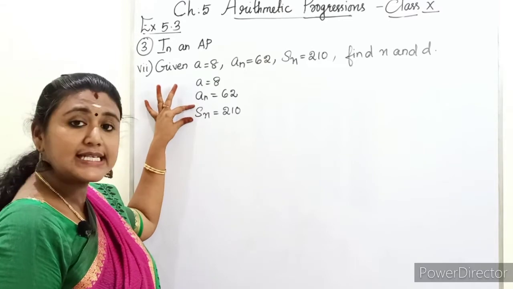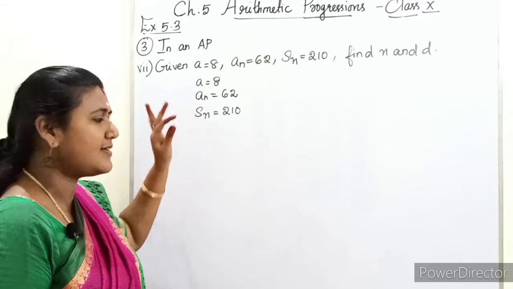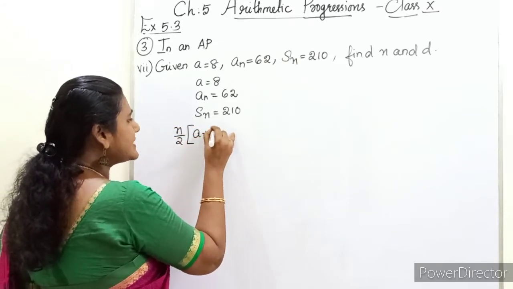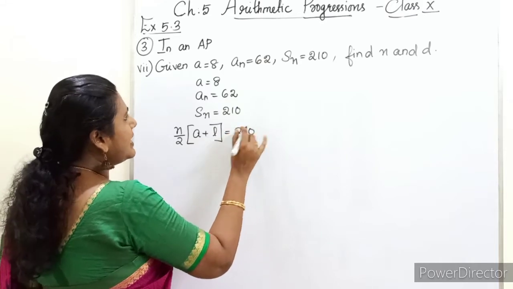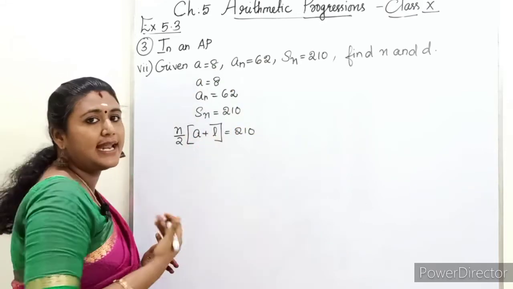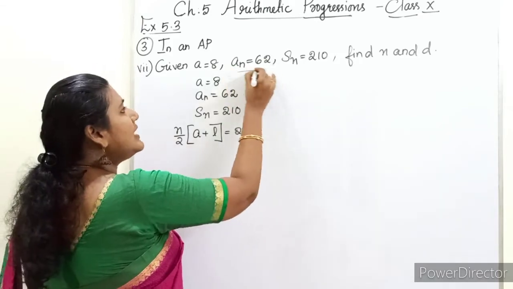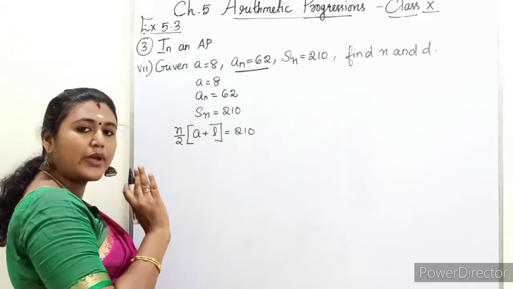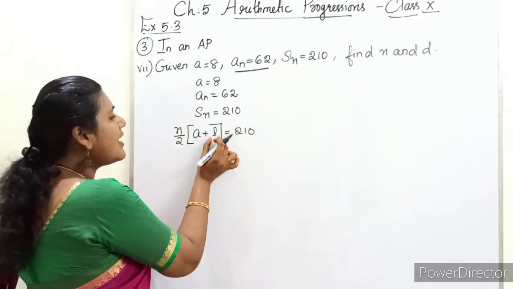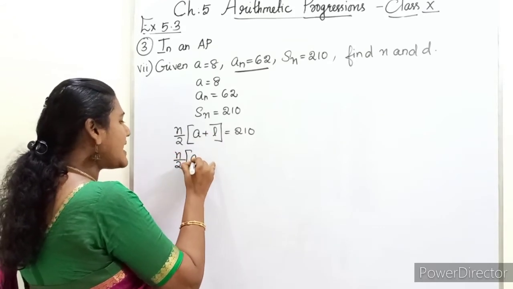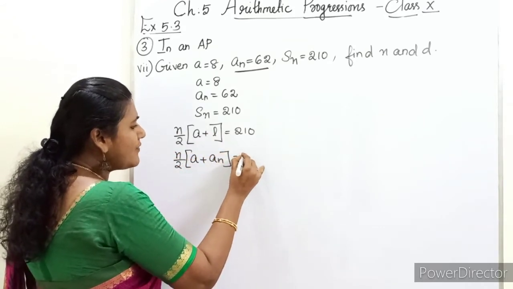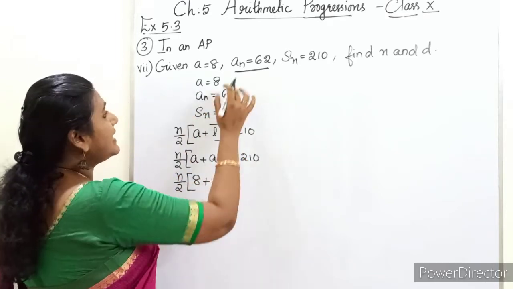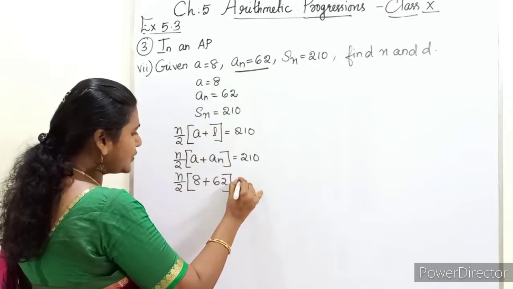So we will go with the Sn, that is the second formula of Sn, which we will write now. The Sn formula is n by 2 into a plus l is equal to 210. Here the value of a is given. What is this l actually? l is the last term, which is given as an. an is the nth term, and here in the formula Sn, the nth term will be the last term. So in the place of l we can write the an value. Now we will substitute the values. So n by 2 into the value of a, which is 8, plus an, which is 62, is equal to 210.